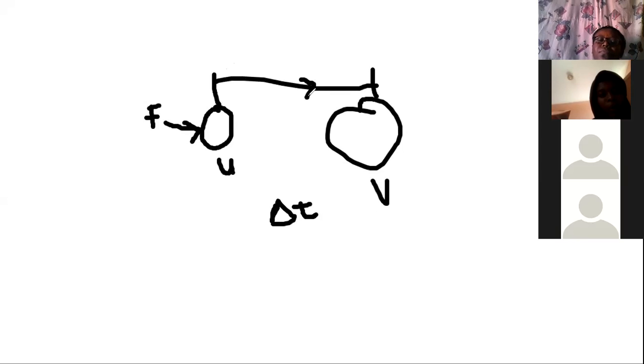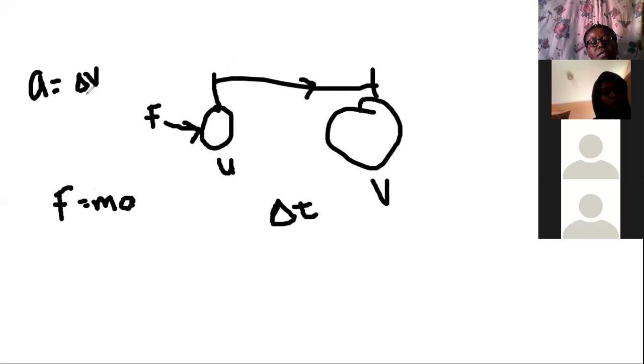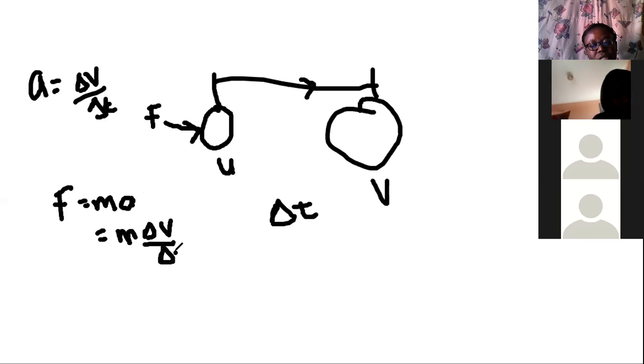Okay, so from Newton's second law, force is equal to the mass times what? Times the acceleration. And then we define the acceleration from the equations of motion, where acceleration is equal to the change in velocity divided by change in time. Okay, so if we put this into here, then we have that the force is equal to the mass times the change in velocity divided by the change in time.